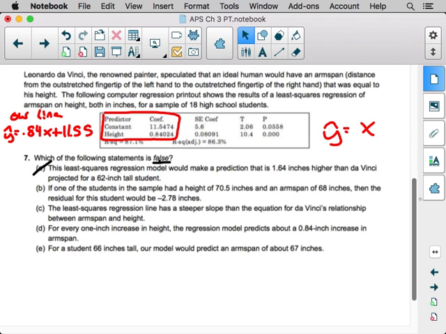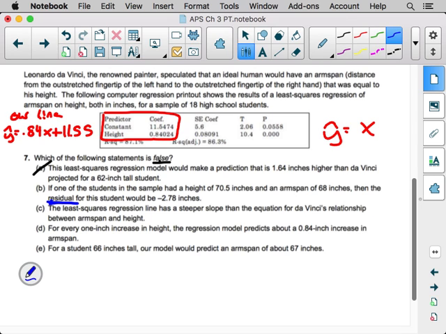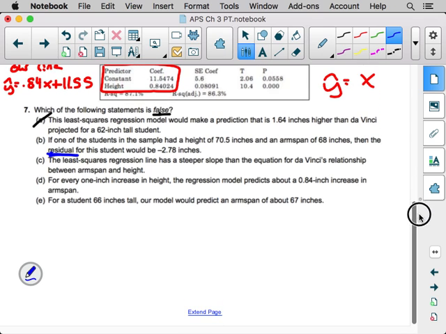If one of the students in the sample had a height of 70.5 and an arm span of 68 inches, then the residual for the student would be negative 2.78. All right, so again, where did it go? Oh, residual. If I'm doing things based on a residual, shouldn't I be using that formula? What's the formula for the residual again? Yes. Observed y minus predicted y, right?